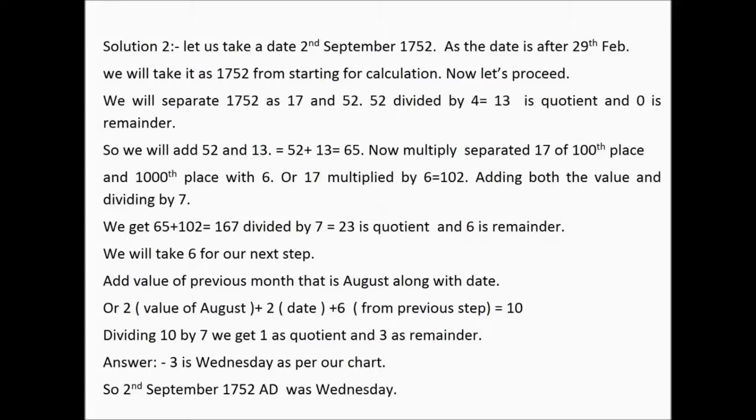Add the value of the previous month, that is August, along with the date. Or 2, value of August, plus 2, date, plus 6 from the previous step, equals 10. Dividing 10 by 7 we get 1 as quotient and 3 as remainder. Answer: 3 is Wednesday as per our chart. So the 2nd of September 1752 AD was Wednesday. Verify it from the site I have given in the description.